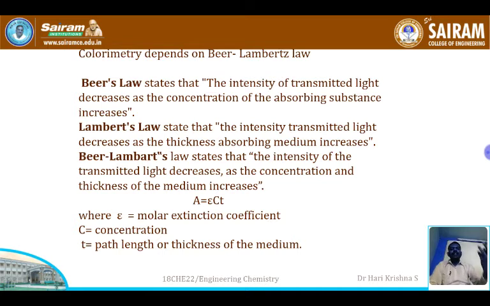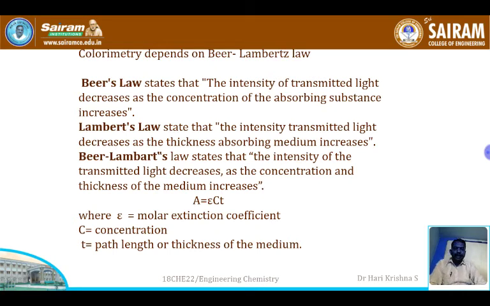Why? Because if the concentration is 2 mg, then the light absorbed will be less, and the transmitted will be more. As the concentration increases, absorbance will also increase. The metal ions only will absorb the light and the transmitted light will be less. If the metal ion concentration is less, then light absorbed will be less, and the intensity of transmitted light will be more. If the metal ion concentration is more, then light absorbed will be more, and the intensity of light transmitted will be less. That's what it means.